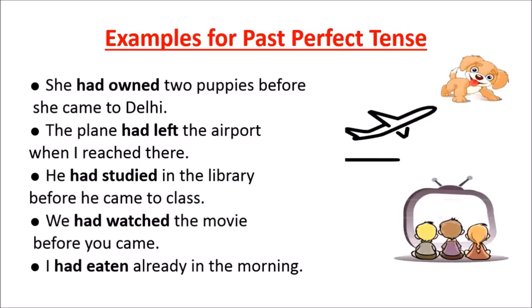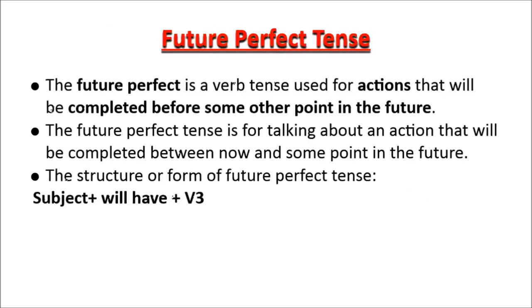So here also, two completed actions. Look at the next one. I had eaten already in the morning. So had eaten refers to past perfect tense. Clear? Good. Now let's move on to the future perfect tense.